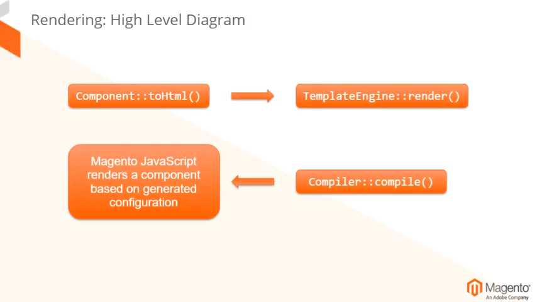This slide presents a high-level diagram of the rendering process. Note that this diagram only includes PHP rendering, which results in XHTML file processing. The real rendering is conducted by JavaScript. Usually, when working with a UI component, you won't interact with the classes depicted, compiler, template engine, so they will not be covered in detail in this course.